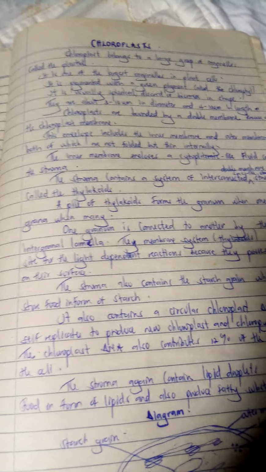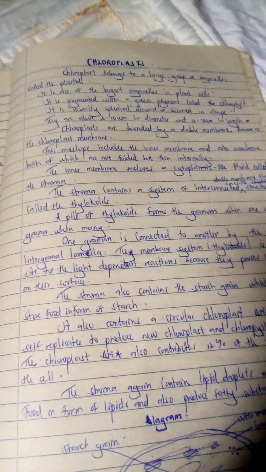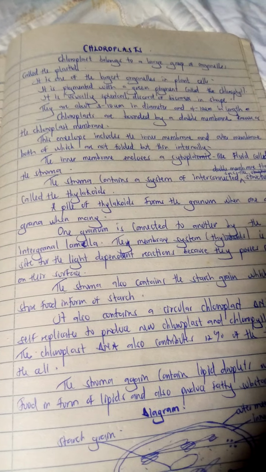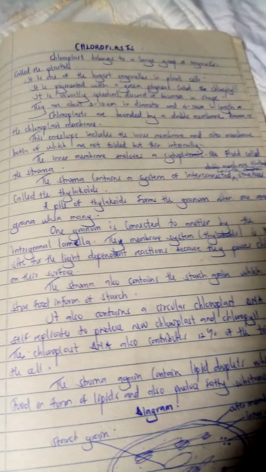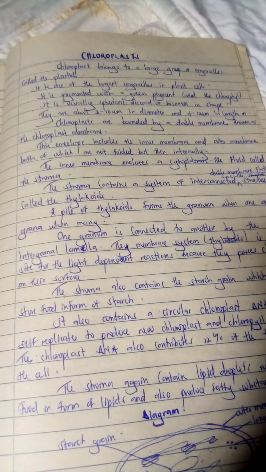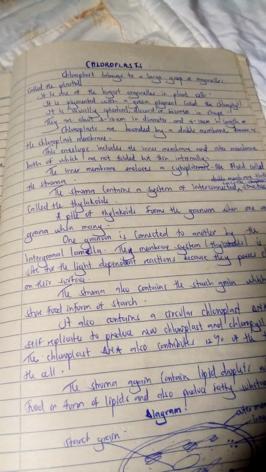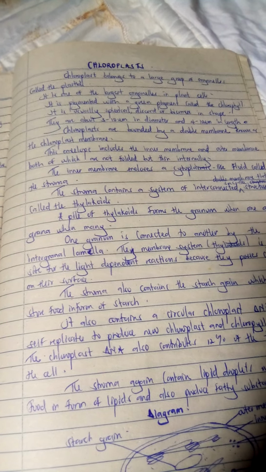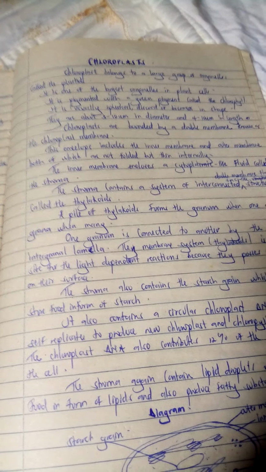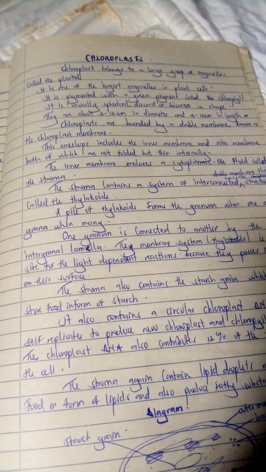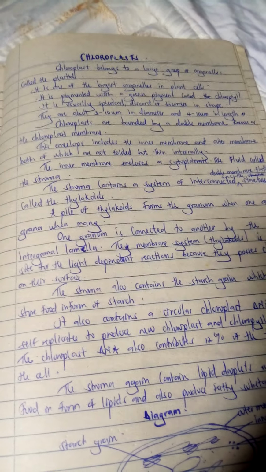The chloroplast belongs to a large group of organelles called the plastids. Plastids are organelles in the cytoplasm of plant cells containing pigments and food. As I have said, they are found in plant cells, but the chloroplast just belongs in that large group of organelles.